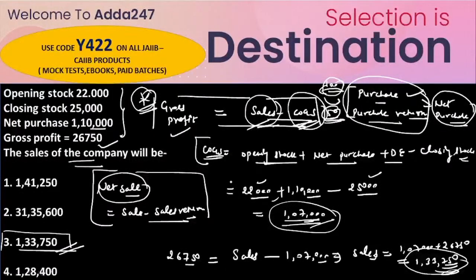Same way you can understand the net sale, that is sales minus the sales return. Okay, so after that we calculate the cost of goods sold and put the value in the given formula. Okay, so that's how we solve these kinds of questions. I hope this question is now clear for everyone.